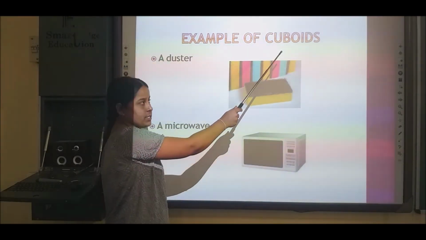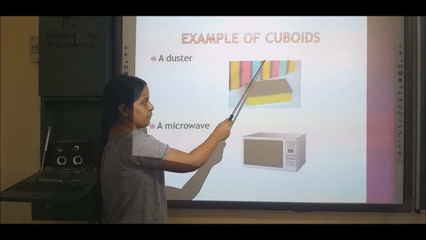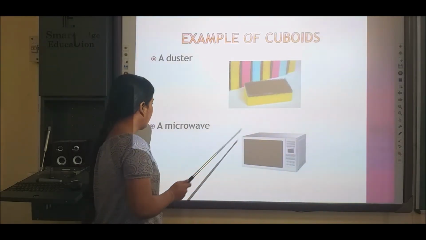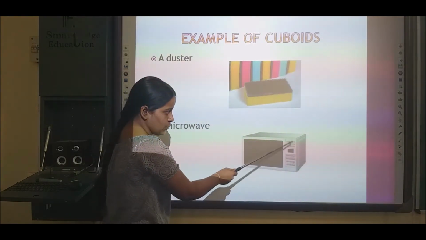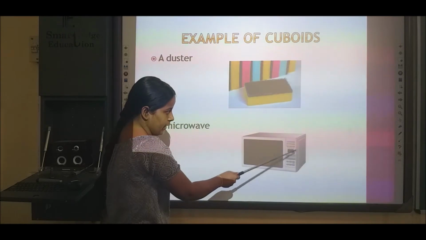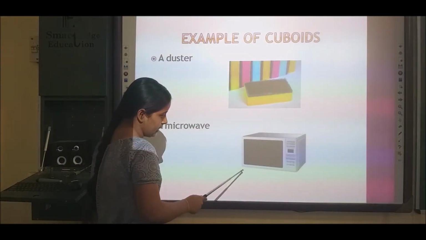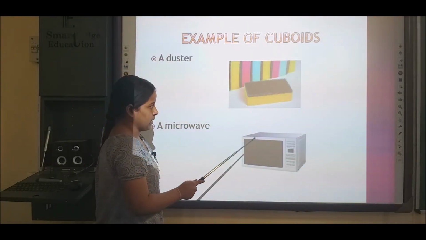Examples of cuboids. First is a duster. Duster also has a cuboid shape. It has 12 straight edges, 8 corners. A microwave also has 12 straight edges: 1, 2, 3, 4, 5, 6, 7, 8, 9 and 3 lines are at the back sides.